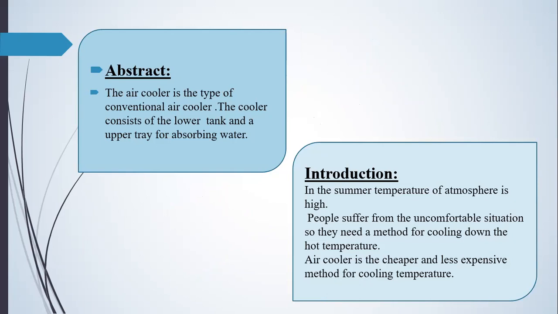Introduction. In summer, the temperature of the atmosphere is very hot. Hence, people suffer from an uncomfortable situation. They need a method for cooling down the hot temperature. There is not a wide variety of options. An air conditioner is one source for cooling, but it's very expensive, which can't be afforded by all people in developing countries. So they want a less expensive and cheaper method, the air cooler.